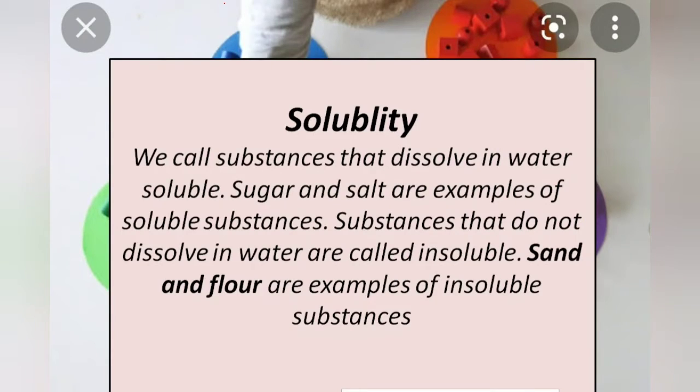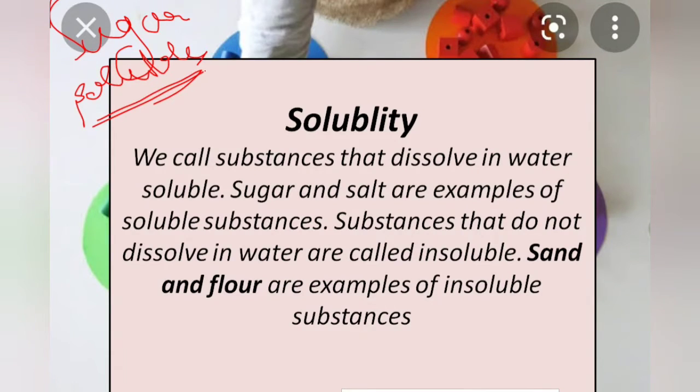We call a substance that dissolves in water soluble. Now when I talk about sugar, it easily dissolves in the water. It easily mixes in the water and then disappears after some time. So sugar is soluble in the water. So we can call sugar soluble.